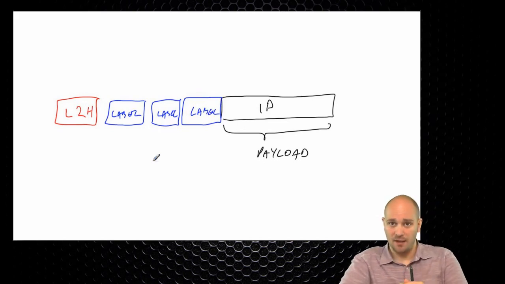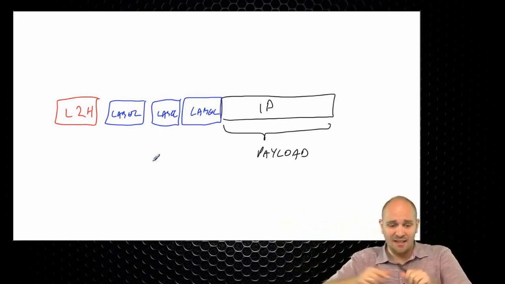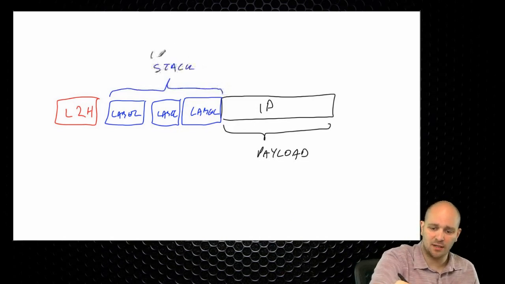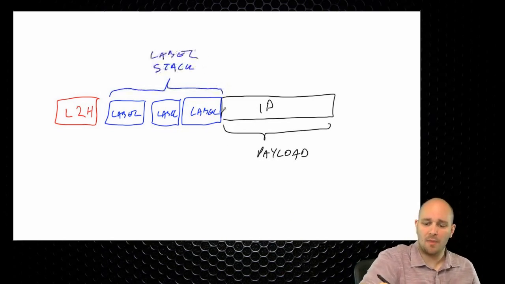But in any case, MPLS supports adding the labels on the IP packet or on the payload, and this is why we call this the label stack. So this is the label stack. Now, this label here, so let's take a look at the label.